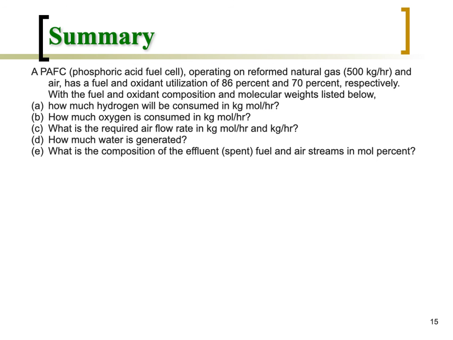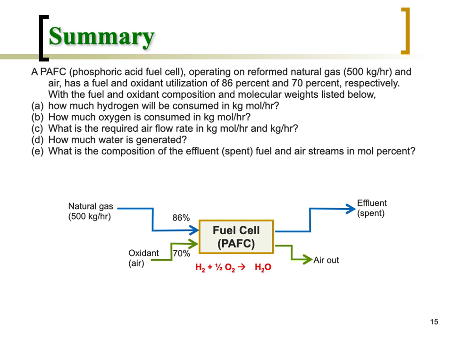In summary, this is the schematic presentation of this question. For part A, the hydrogen will be consumed, at a flow rate of 30.6 kilogram mole per hour. Hydrogen will be consumed, and the oxygen consumption will be half of that because of the reaction shown by the red equation. So only half as much oxygen will be consumed.